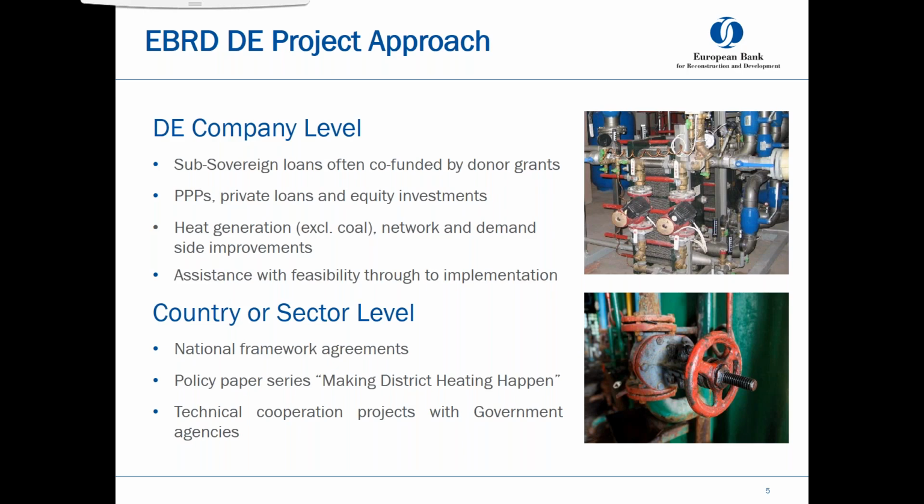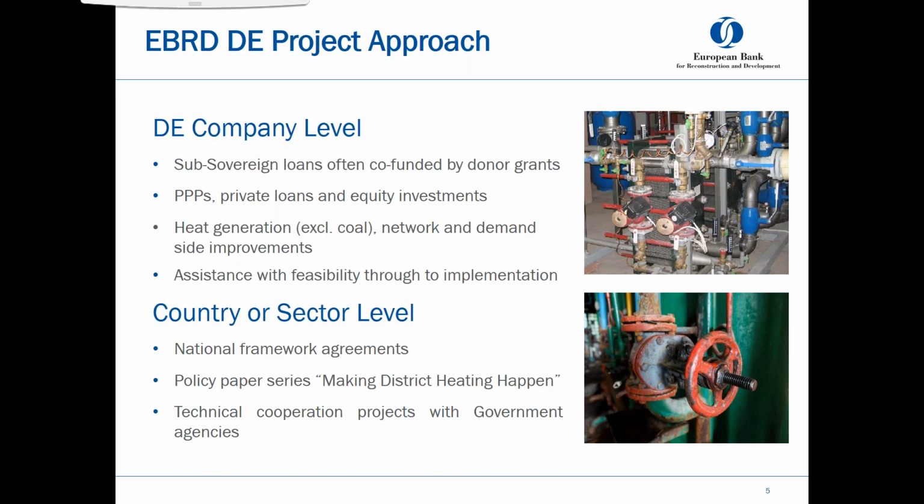Depending on the country, this can be up to 50% from a partner donor that is interested in the aims of the project, normally improvement or reduction in carbon emissions. We also lend to private parties or take equity stakes in certain cases where we deem it appropriate. And the funds that we would lend or invest would typically cover investments in the whole district heating system, from generation and networks to demand side.